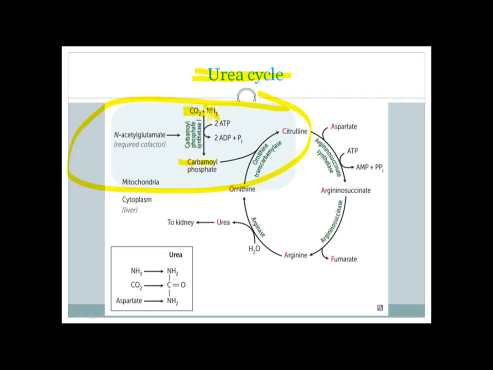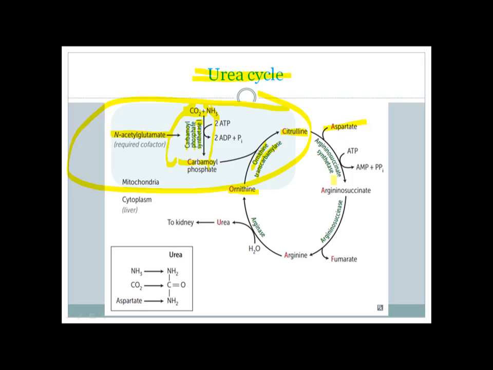As you can see here, the carbon dioxide gives the carb and the ammonia gives the amyl, and the reaction is catalyzed by a very important enzyme known as carbamyl phosphate synthetase 1. And N-acetylglutamate is an important cofactor for this enzyme to work. After carbamyl phosphate is formed, it combines with ornithine to form citrulline, and the important enzyme that works here is called ornithine transcarbamylase.